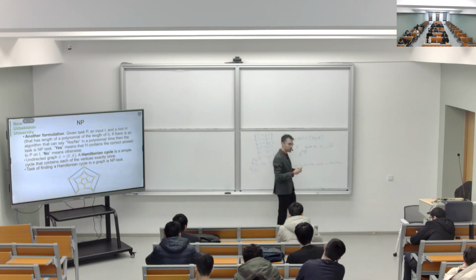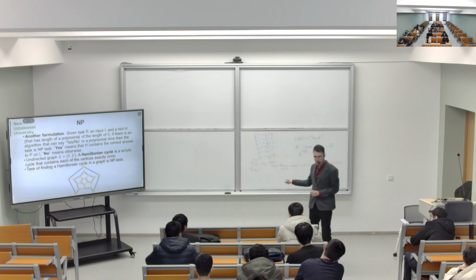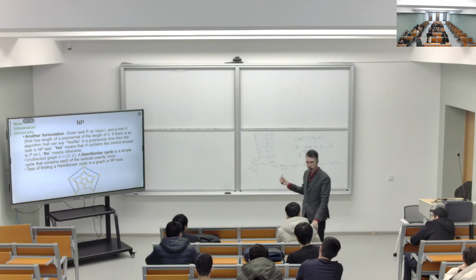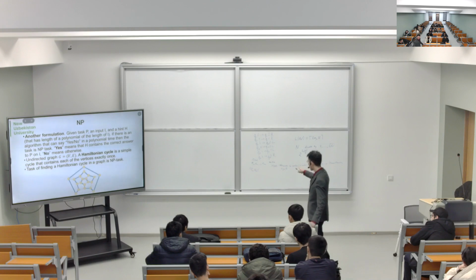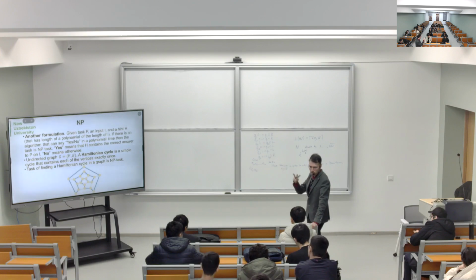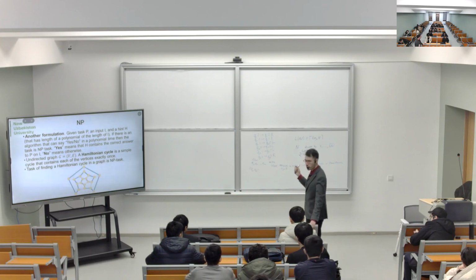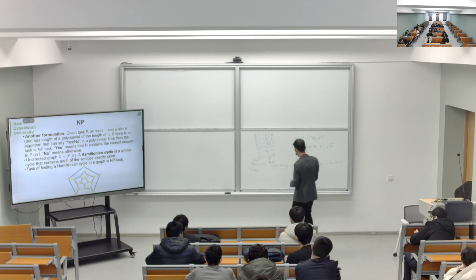So, can I check whether it is a Hamiltonian cycle? Well, I need to check that all vertices are distinct. This is O of n. Let's say O of n squared, if we check them pairwise, doesn't matter. It is still polynomial. Then, I need to check that if I have them in order.